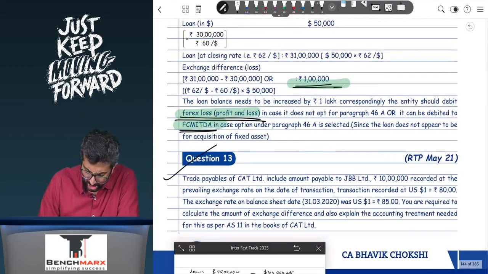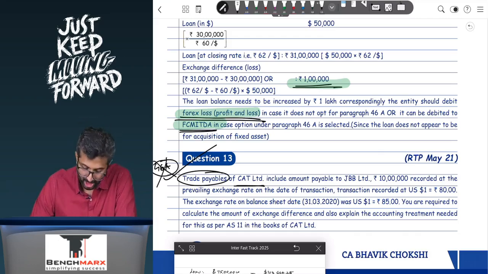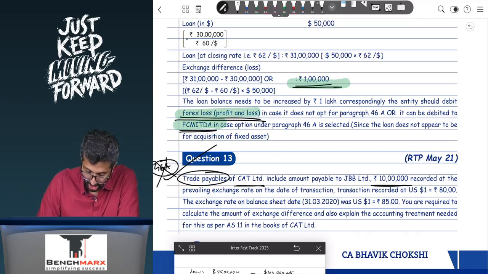Question number 13. Trade payables of CAT include, this is trade payable. So here there is no choice of 46A. Gain or loss, if any, has to go to the P&L. Trade payables of CAT include amount payable to JBB of 10 lakhs recorded at the prevailing exchange rate on the date of the transaction, which is 80.